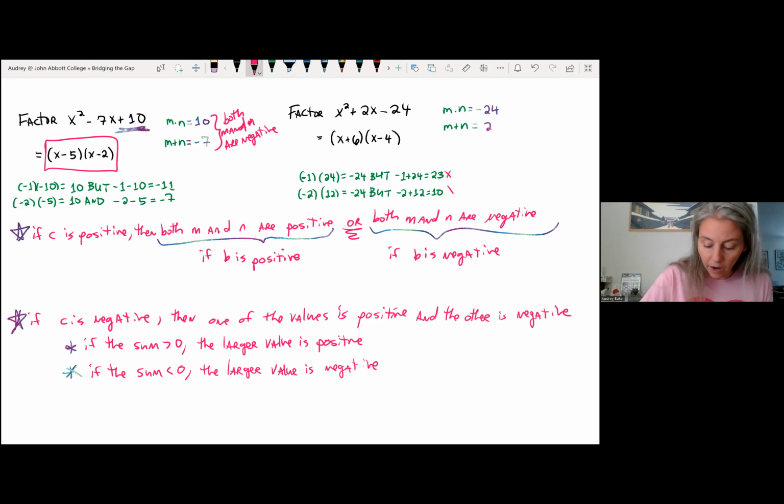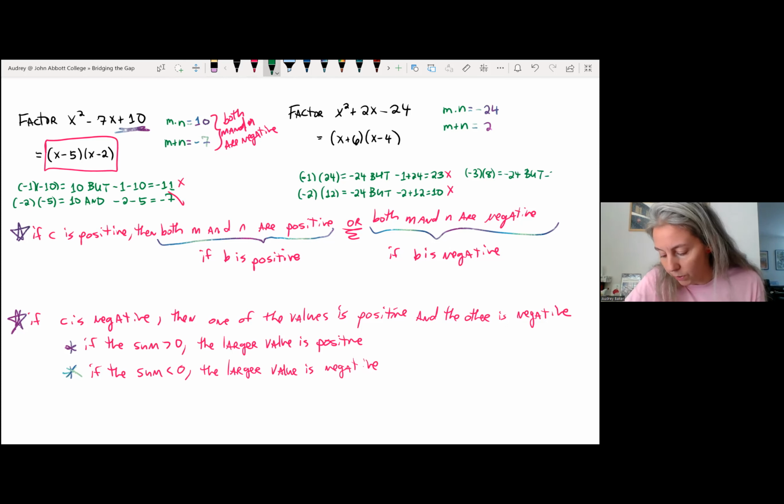We're still not there. So then divided by 3, well, 8 times 3 is 24. So negative 3 times 8 is equal to negative 24, but negative 3 plus 8 is equal to 5. So guess what? We're still not there. So then we move on to 4. Negative 4, 24 divided by 4 is equal to 6. So negative 4 times 6 is negative 24, and negative 4 plus 6 is equal to 2. So that gave us our two values.